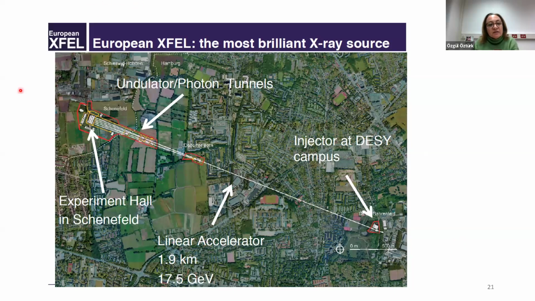So in reality, how does it look like? This is a photo of XFEL, which is, as I said, in Hamburg or close to Hamburg, Schenefeld. So here is DESY, the synchrotron facility DESY. The injector at DESY is used. Then we have a linear accelerator of 1.9 kilometers. And then you have here at Schenefeld the experimental hall of European XFEL. So the electrons are injected from here, and the experiments are done here, 2 kilometers away.